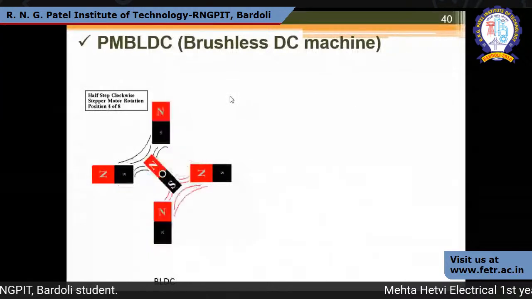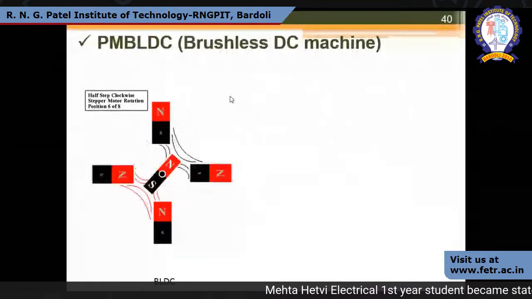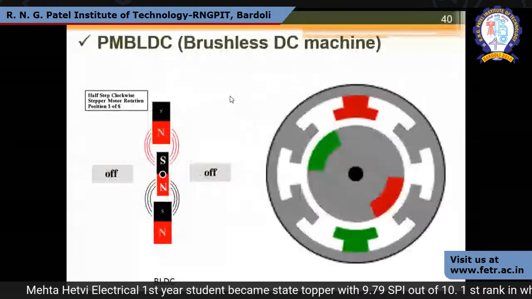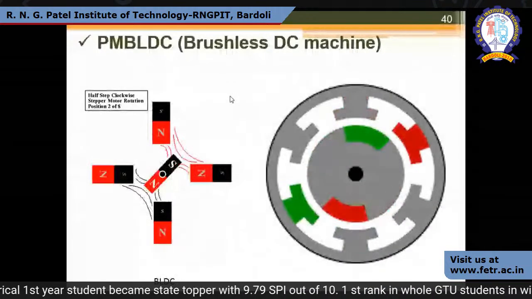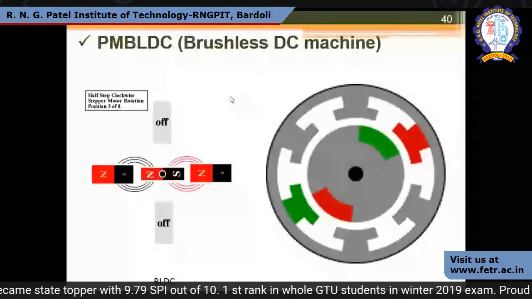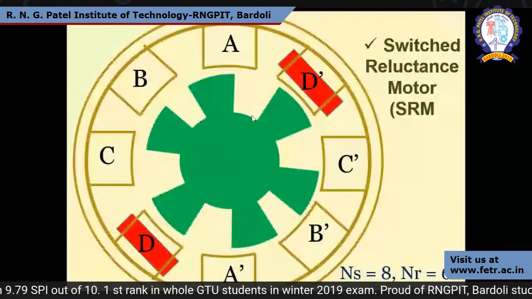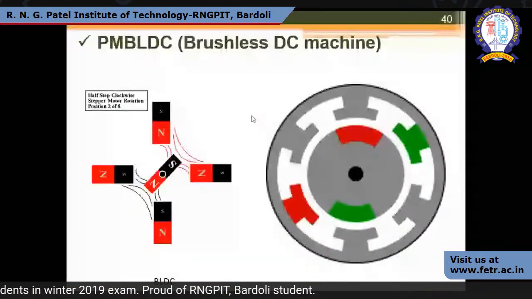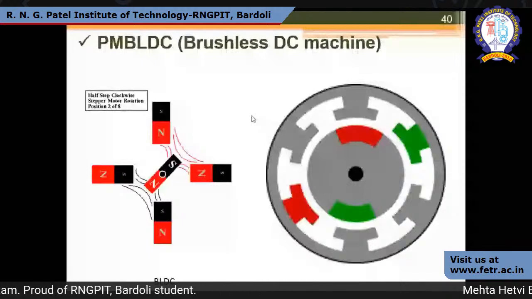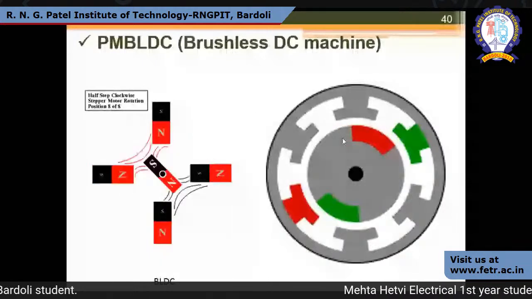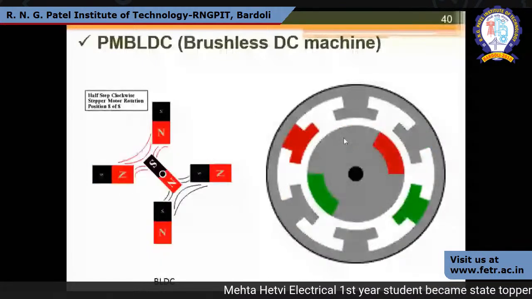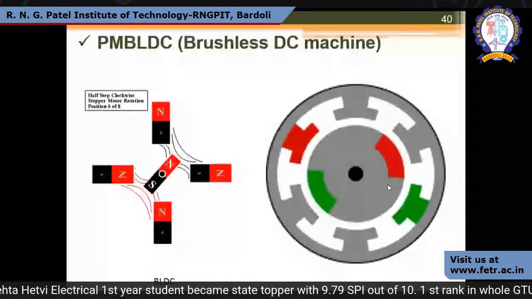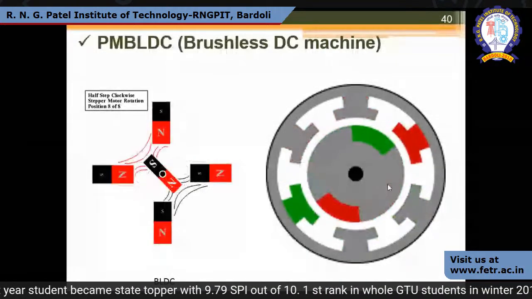So look here, the PMBLDC machine. In this PMBLDC machine, my rotor is rotated. This is only for conceptual purposes. In the previous case, whatever we applied for the SRM, similarly here we have replaced it with a permanent magnet. And the question is, if we change the size of that permanent magnet, what happens? Anyone can predict, and how do we explain it to other people?